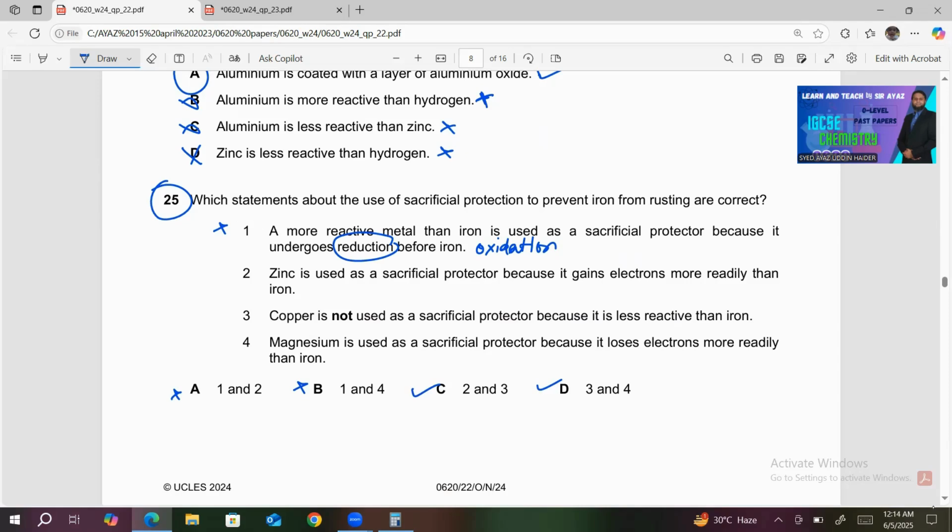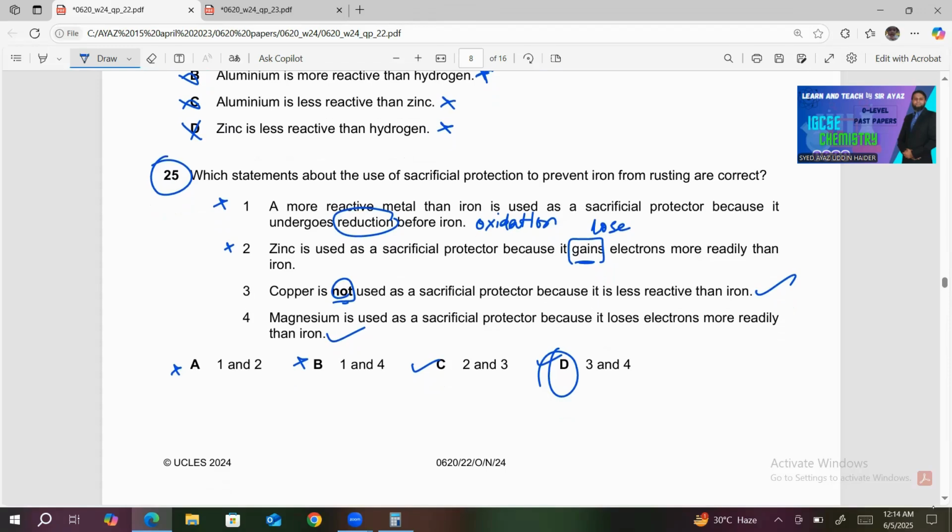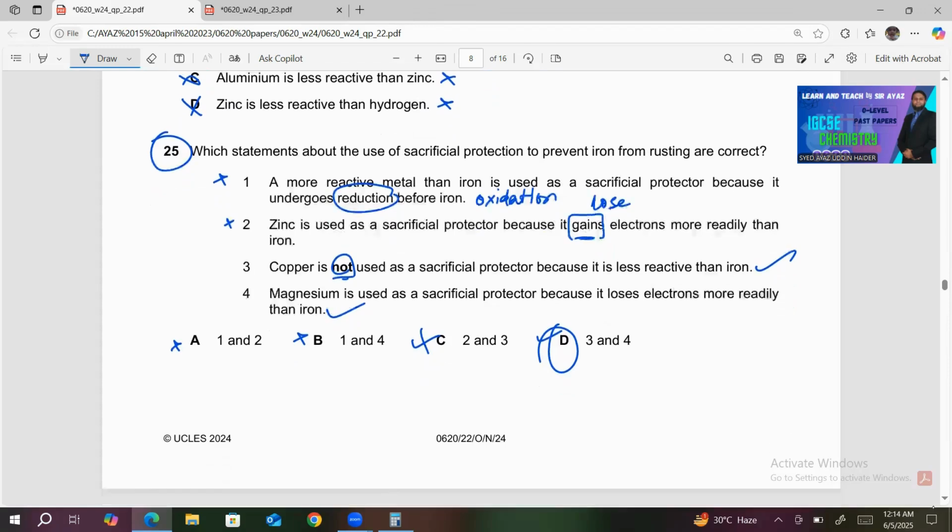Let's see statement number 2. Zinc is used as a sacrificial protector because it gains electrons more readily than iron. No, it loses electrons. It's also incorrect. So 3 and 4 must be correct, so D must be the right answer. Reading the statements: copper is used as a sacrificial protector because it is less reactive than iron. Sorry, it's not used. Magnesium is used as a sacrificial protector because it loses electrons more readily than iron. This is correct. So D is the right answer in this case. All the other choices are incorrect.